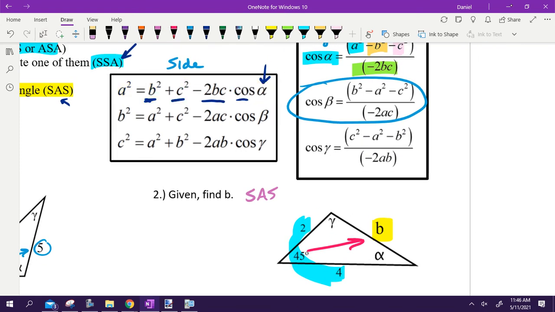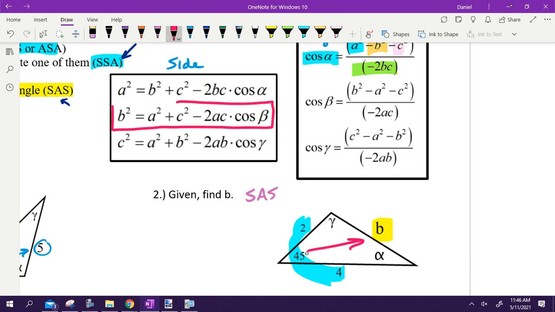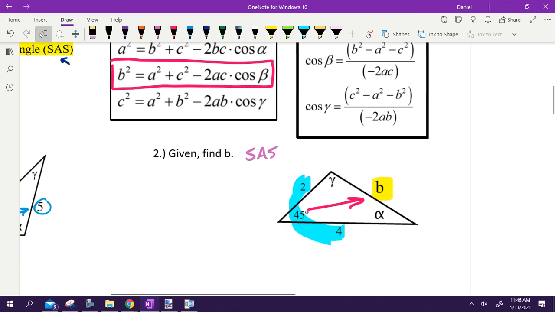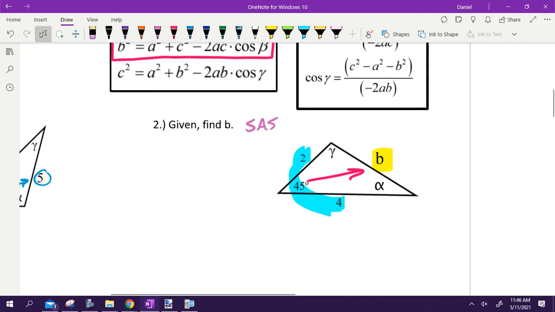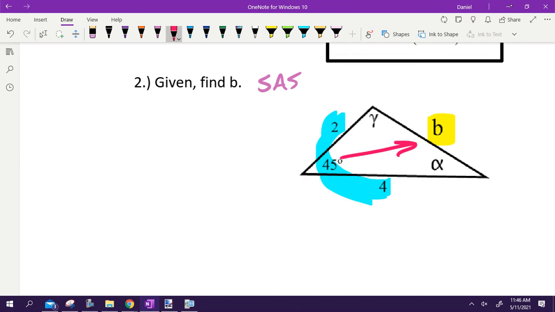Technically, I am using this formula right here. b squared equals a squared plus c squared minus 2ac cosine of beta. So again, here's how I set it up. I'm solving for whatever side I'm looking for, b squared. It's going to be equal to the other two sides squared. 2 squared plus 4 squared. Looks kind of like Pythagorean theorem to start. And then it's minus 2 times the two sides times the cosine of the angle across from the side I'm looking for. So cosine of 45.